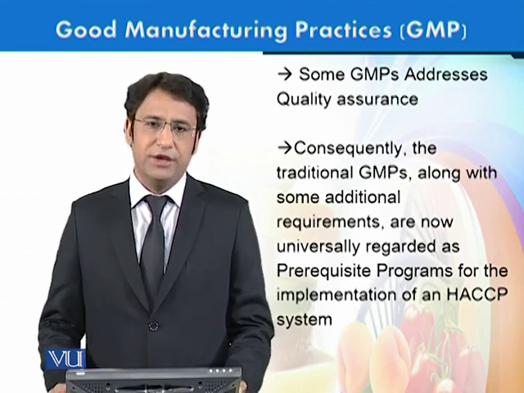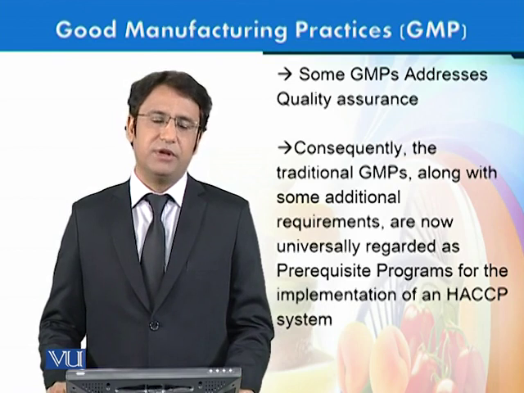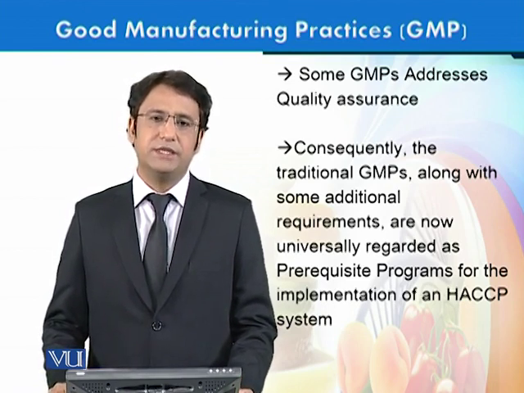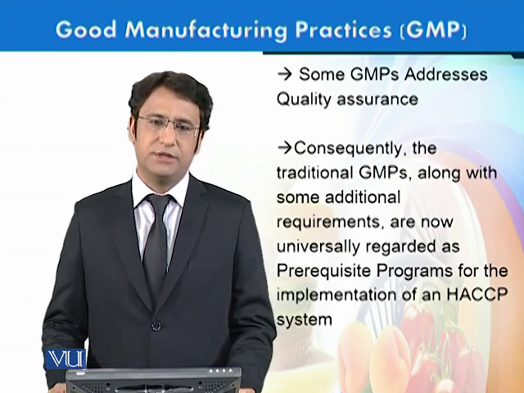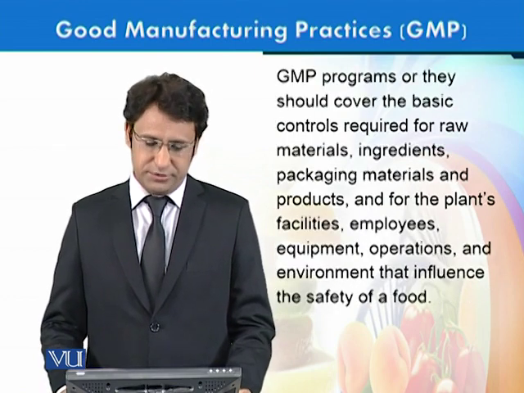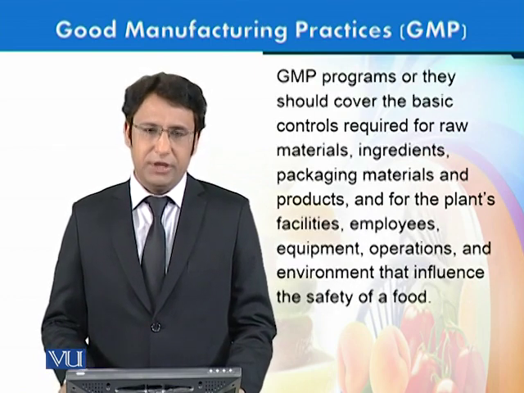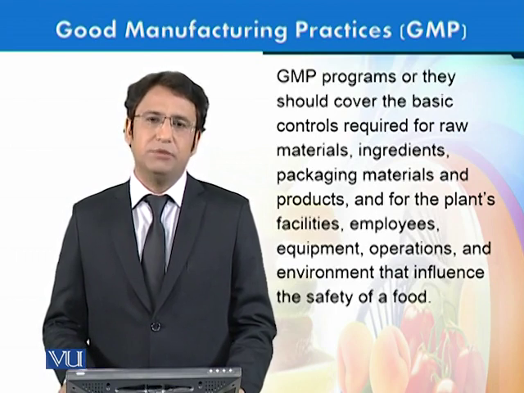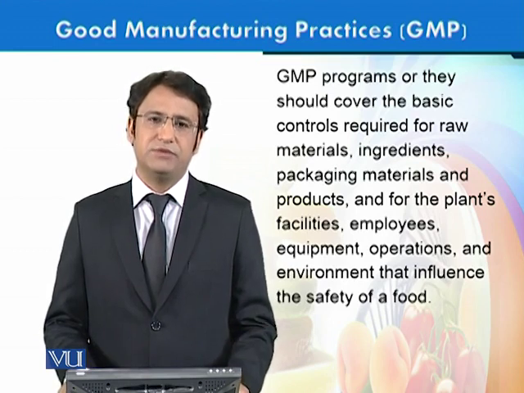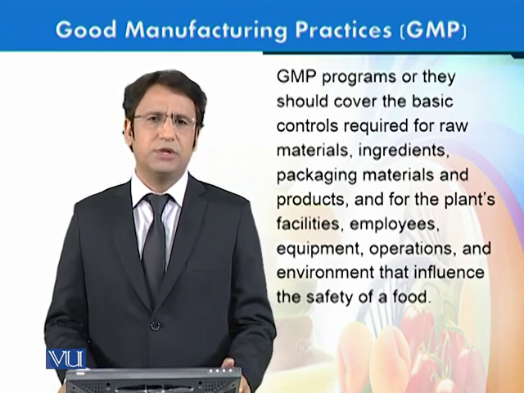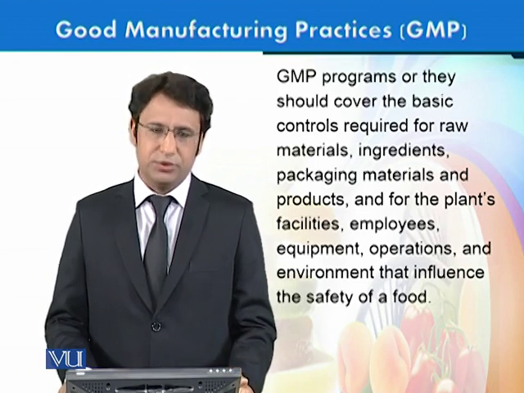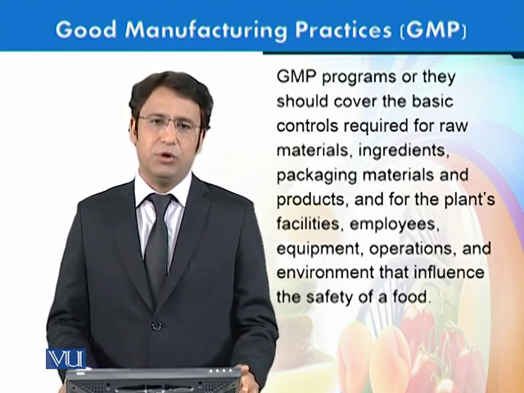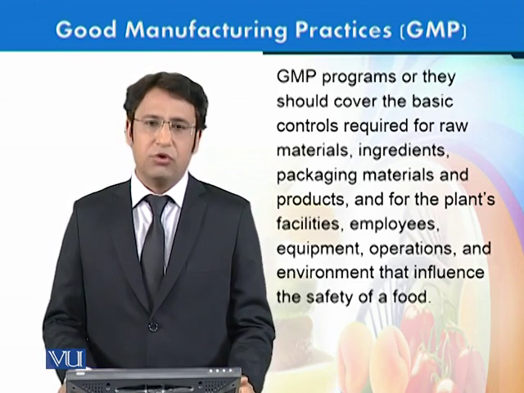So they are still used as a prerequisite program, and if an organization doesn't want to use HACCP, then they can still continue using GMPs. They would at least cover all the basic controls that are required at different levels within an organization to produce safe food products, or they can also be applied to pharmaceutical or cosmetics products as well. So what controls would GMP be looking at? They are normally raw materials.